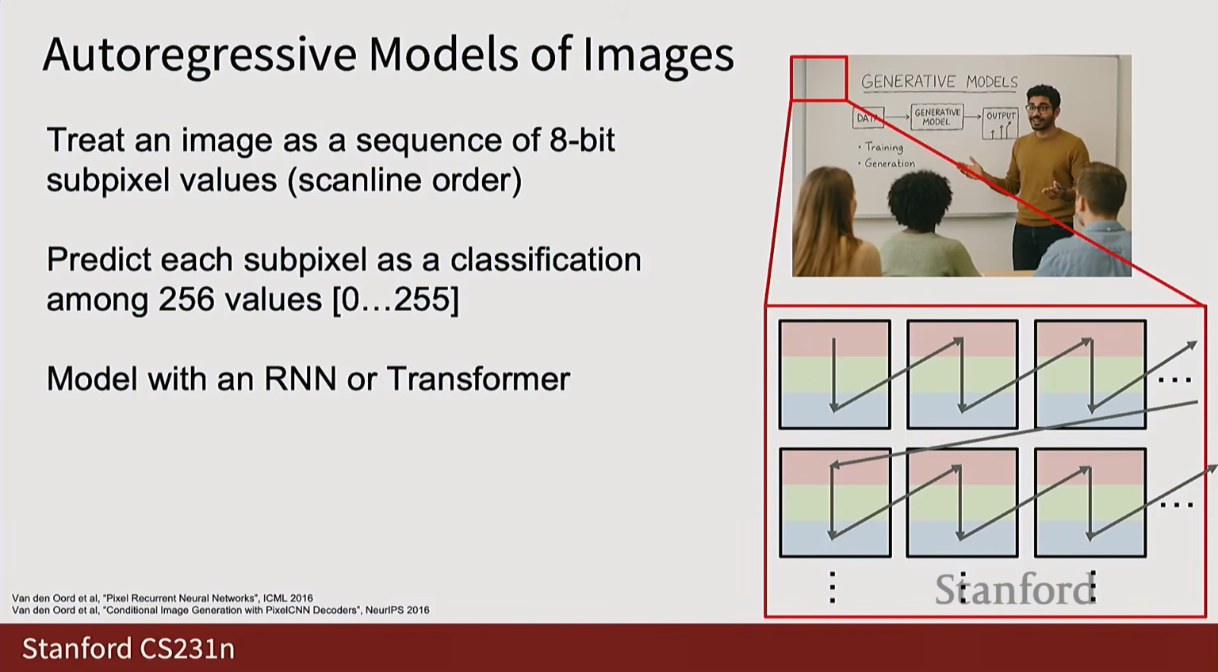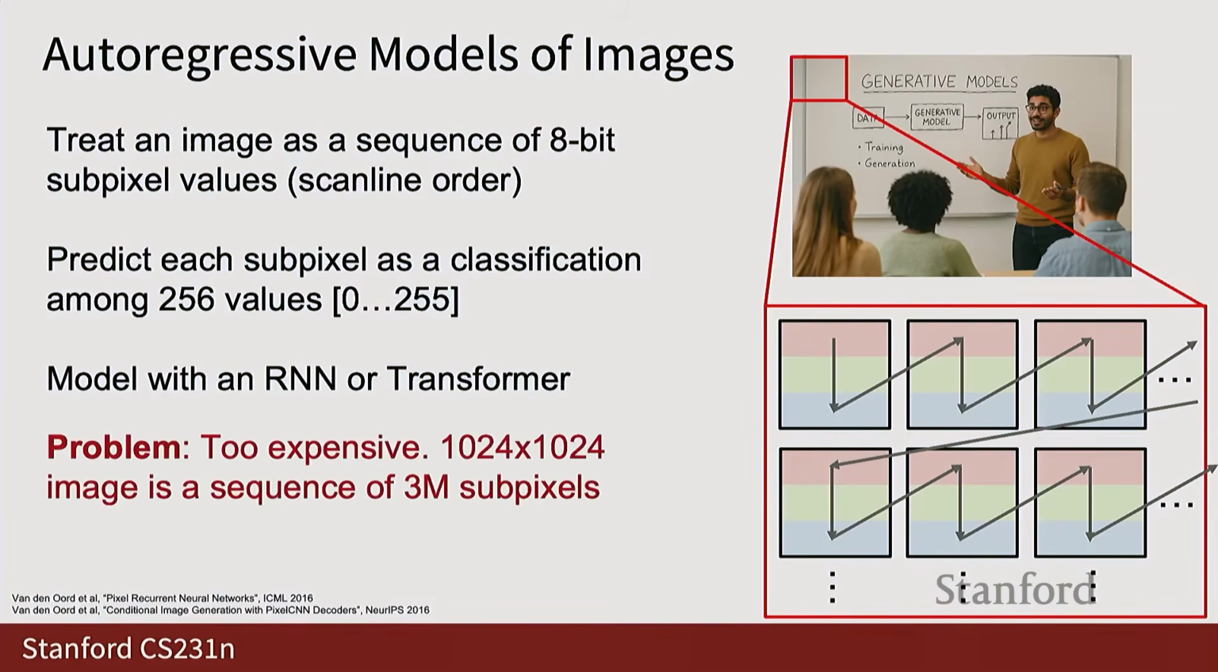Can anyone spot a problem with this approach? Too long, very, very expensive. A reasonable image that you might want to model is maybe 1024 by 1024. That's not even that high resolution, really, but it's a pretty good resolution. But a 1024 by 1024 image is going to be a sequence of 3 million subpixels. People actually can model sequences in the millions these days, but it gets very, very expensive. There's got to be a more efficient way to do this.